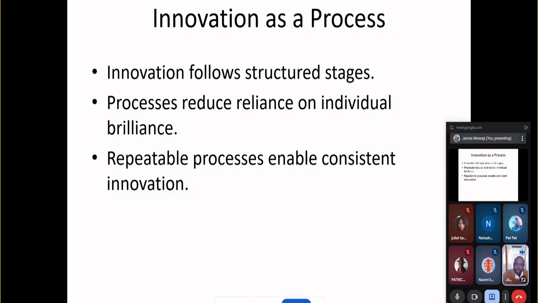Next, repeatable processes enable consistent innovation. So we have these processes that can be used by anybody and they can be followed. They are standard because they reduce misuse of resources. Otherwise you are just working on a big ambiguous method, so you're not following instructions.